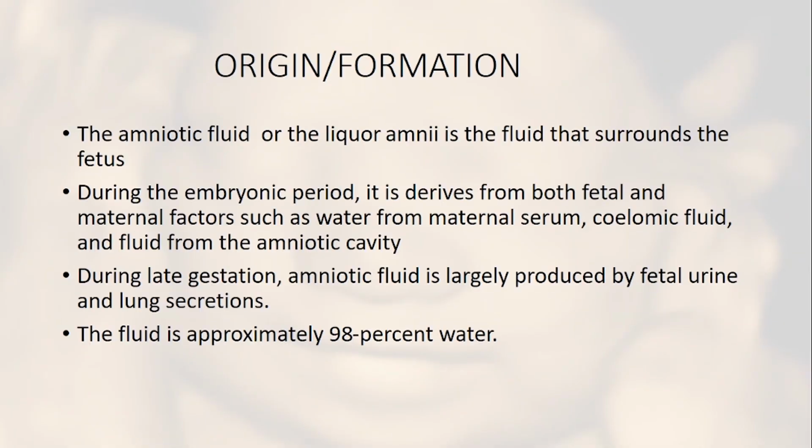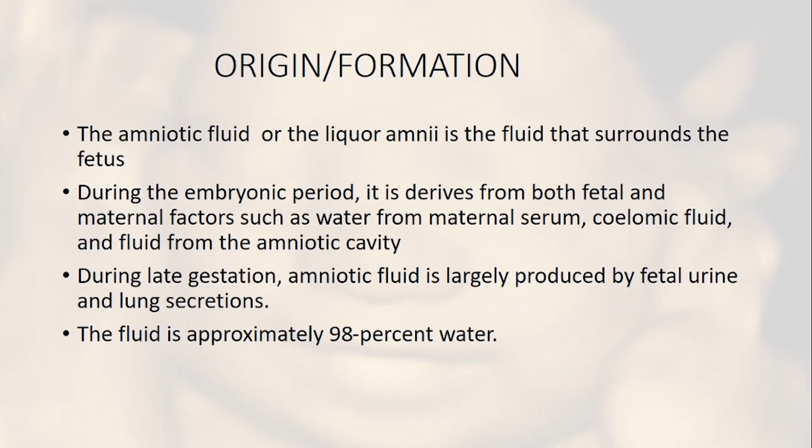So let me quickly talk about the amniotic fluid. Amniotic fluid is that fluid that covers the fetus, and during the embryonic period, it is derived from both fetal and maternal factors such as water from maternal serum, coelomic fluid, and from the amniotic cavity. But later in gestation, the fluid is largely produced by the fetal urine and lung secretion, and this has important implications. So if there's anything that affects the fetal urine production, then it will lead to problems with the amniotic fluid, and it's approximately about 98% water.